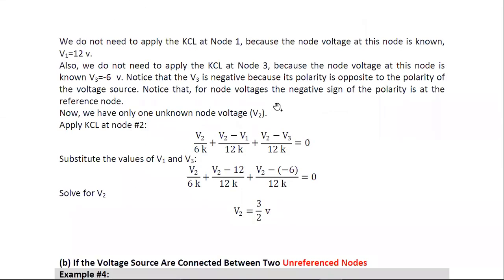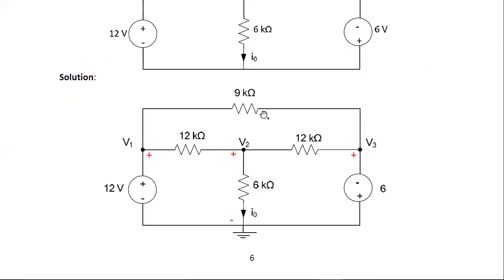Next, the negative sign of polarity is the reference node. Now we have only one unknown node voltage, that is V2, and we know V1 and we know V3. Let me draw this diagram in Paint, then we can understand easily.